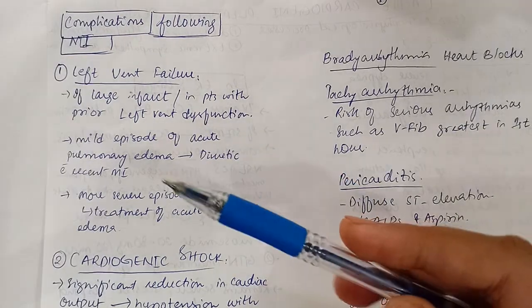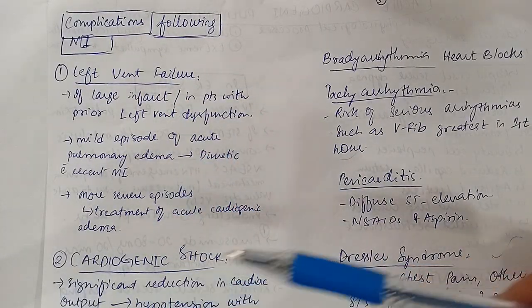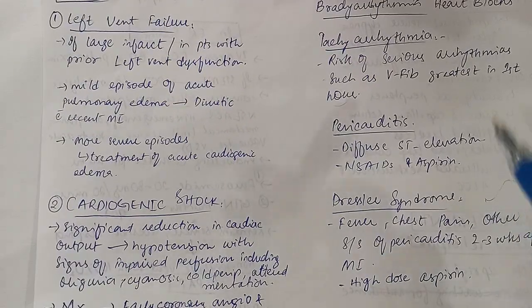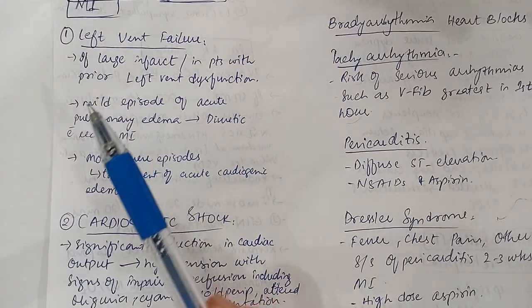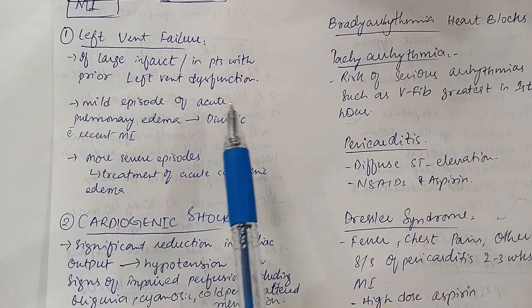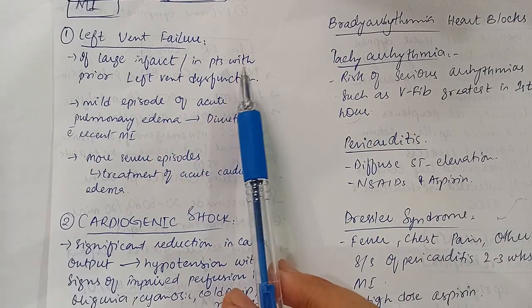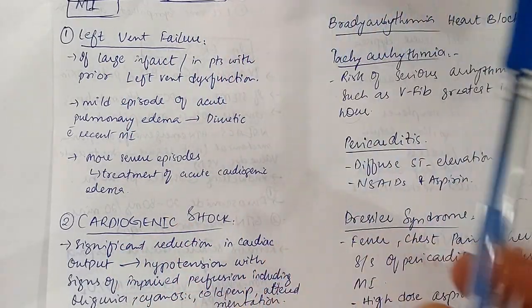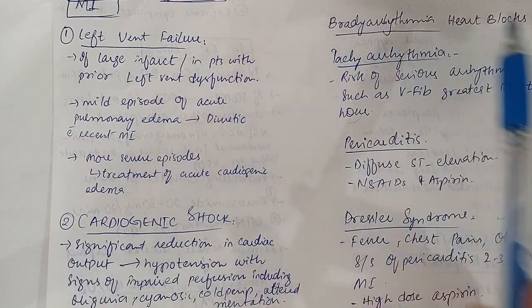Now, starting with the individual complications. In eTG guidelines, the main 3 complications written there are left ventricular failure, cardiogenic shock, and mural thrombus. We will also discuss other complications. Starting with left ventricular failure: if there is a large infarct or in patients with prior left ventricular dysfunction, the patient is at greater risk for left ventricular failure. And if there is a mild episode of acute pulmonary edema, diuretics can be given with the recent MI.